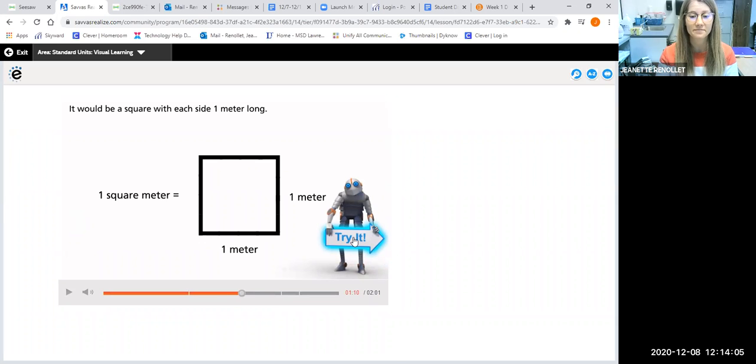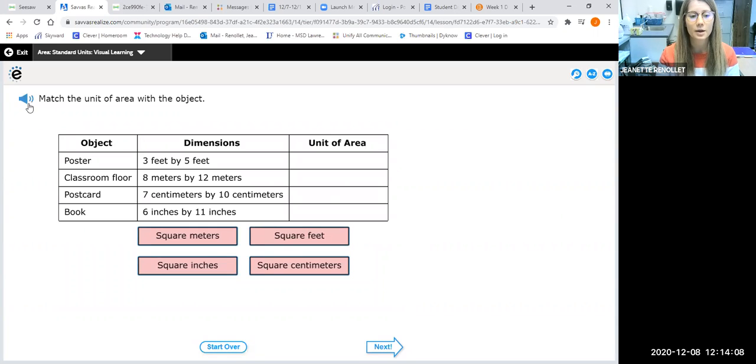Okay, we're going to try it. It says match the unit of area with the object. So let's pretend that we have a poster. Some of y'all got a poster from Mr. Nelson when you did a coding activity. So let's pretend that you have a poster. Let's look right here. The dimensions. So on Mr. Nelson's poster, it's 3 feet wide and 5 feet long, sort of like this shape, but just bigger.